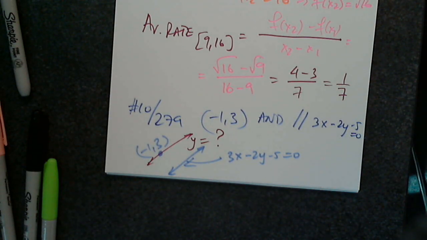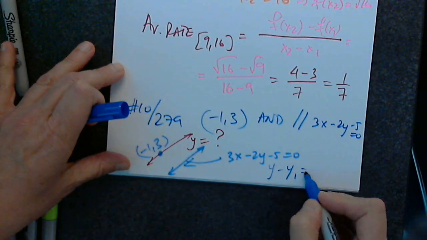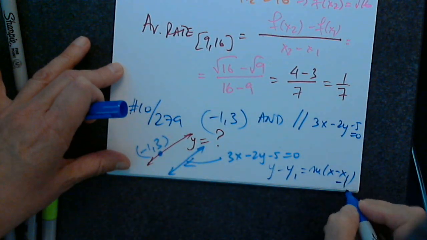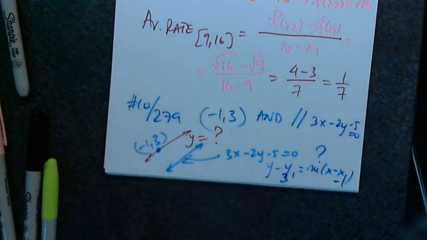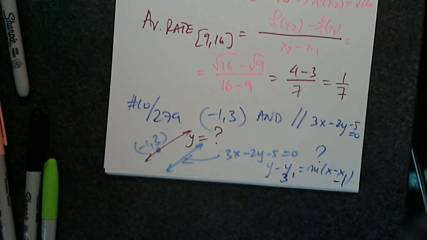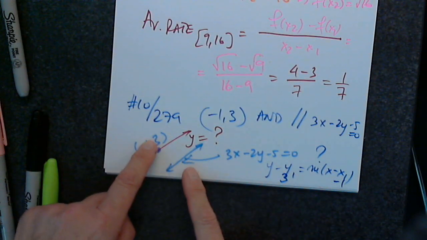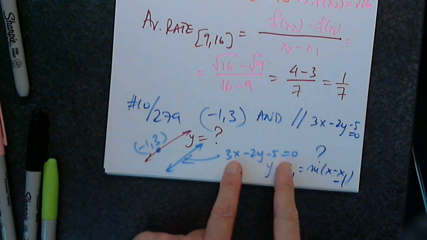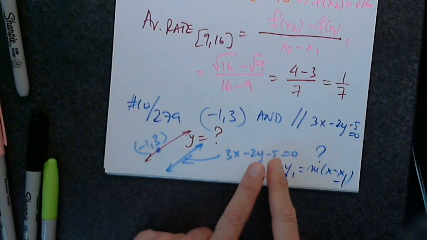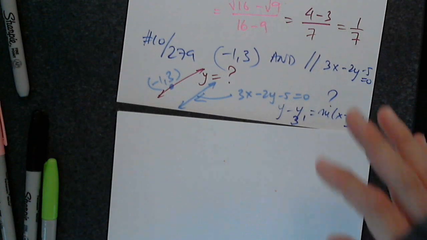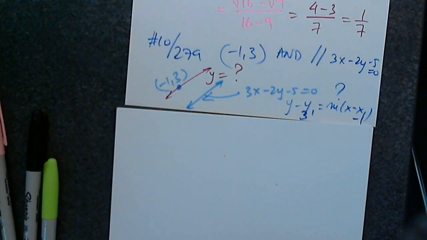Obviously, I'm immediately thinking of y minus y1 equals the slope times x minus x1 because I have a point that is not the y-intercept. So this is -1 and 3. But what I don't have is the slope. So the question is, how do I determine the slope of this line? Exactly. I have to determine the slope of this line because the slopes will be the same. So how do I determine the slope of this line? What do I have to do in order to determine the slope of this line? I have to solve for y. Solve for y.